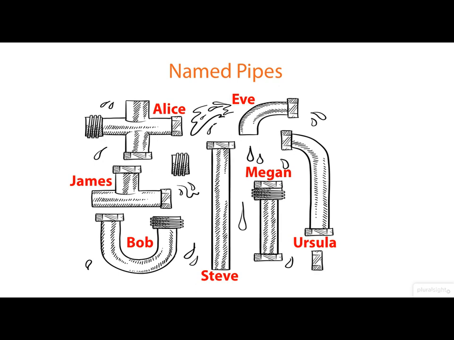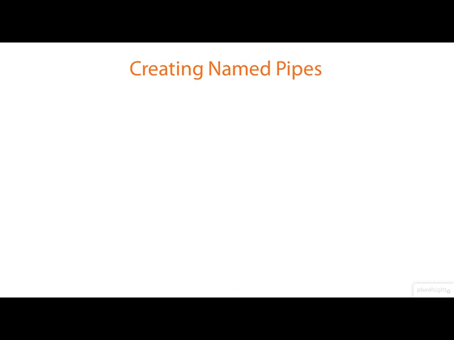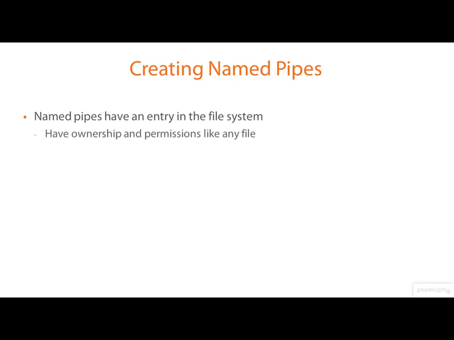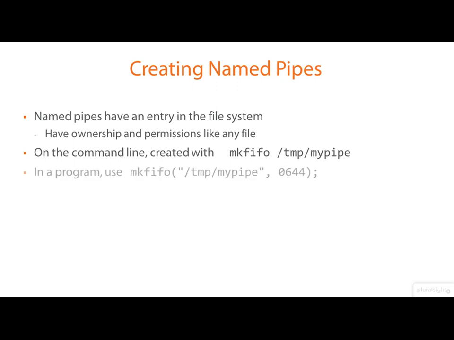In addition to anonymous pipes, we also have named pipes. These have an entry in the file system, and associated with that entry there is an ownership and there are permissions like there are for any other file. From the command line you create a named pipe with the command mkfifo. And from within a program the call is also mkfifo.